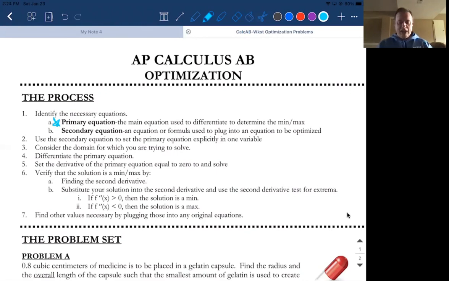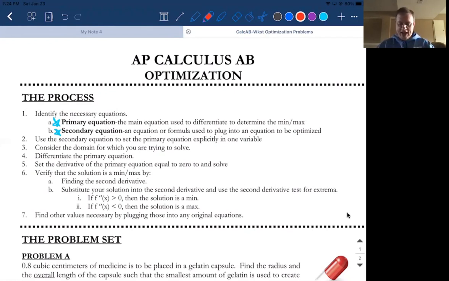Now, the secondary equation is kind of the helper equation. You might even think of it as a formula, that we use to plug into the primary equation so we can get the primary equation into one variable. So the first thing is we identify the models. What do the equations look like?